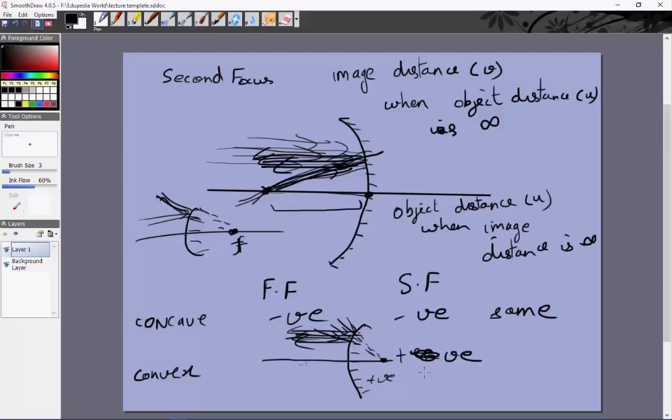Right. So for a mirror, first focus and second focus are the same. However, the definitions are still different. First focus is the object distance when the image distance is infinity. Second focus is the image distance when the object distance is infinity. And once we reach lenses, you'll see that these two don't really give us the same result. Okay, I think that's enough for this video.